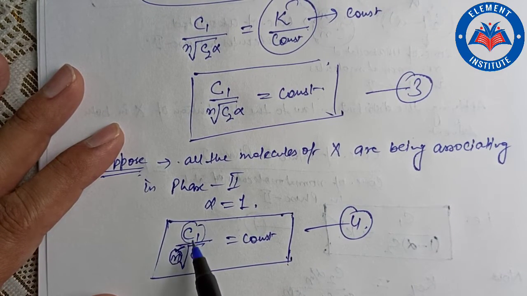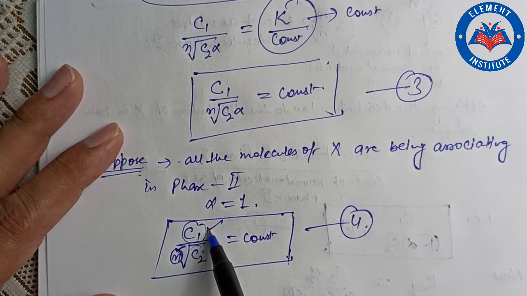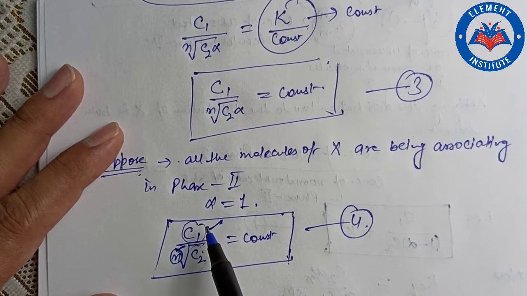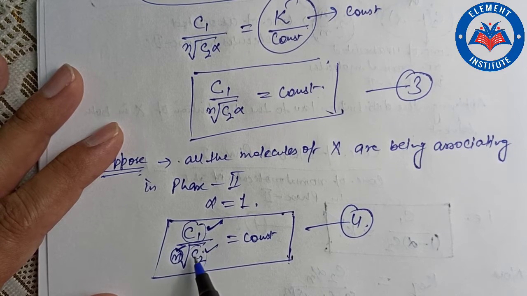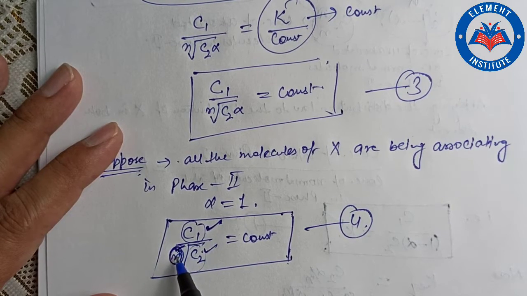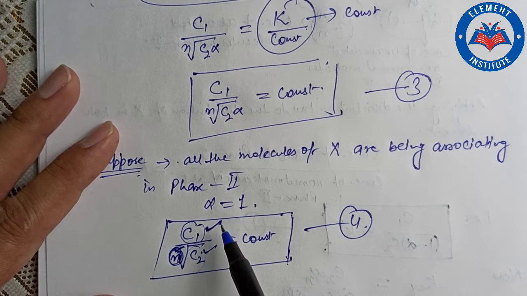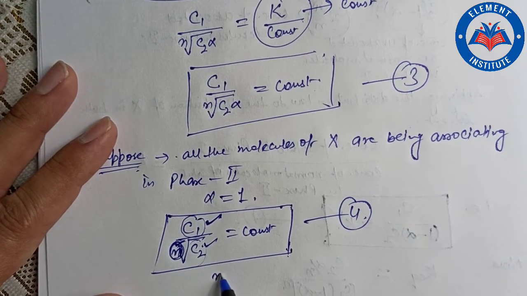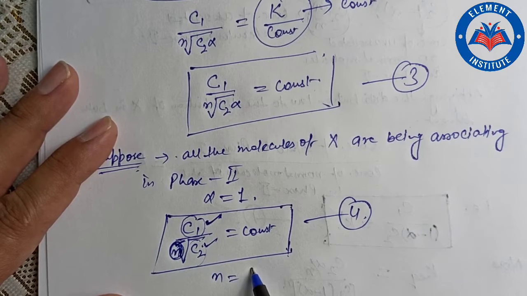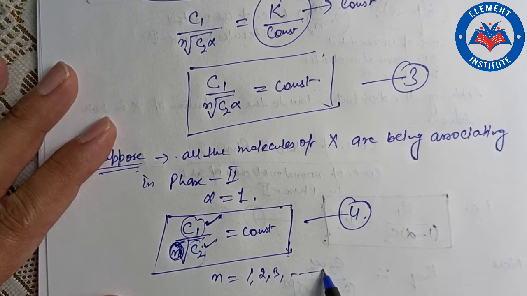This C1 and C2 are experimentally determined quantities. If we know the concentration of solute in phase 1 and phase 2, we can easily predict whether the solute in phase 2 is going to be associated or not. Okay, so n can have values 1, 2, 3 and so on.